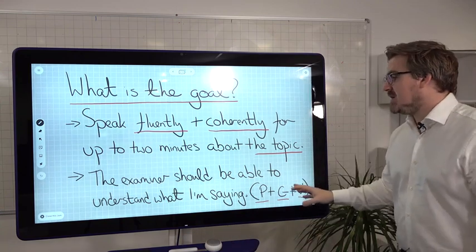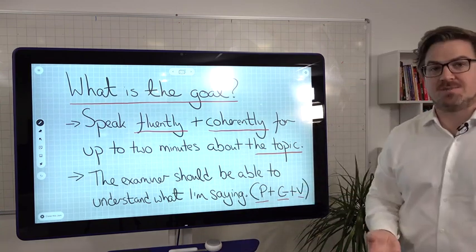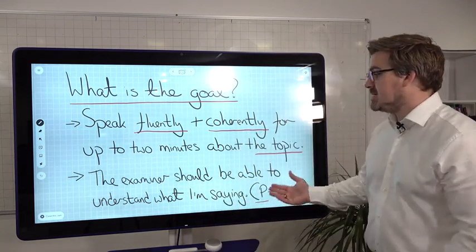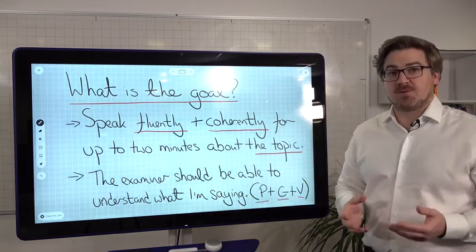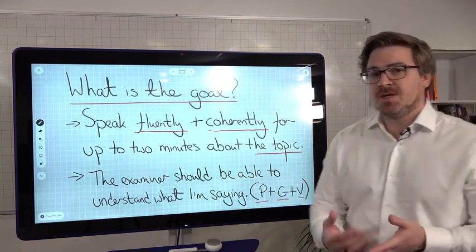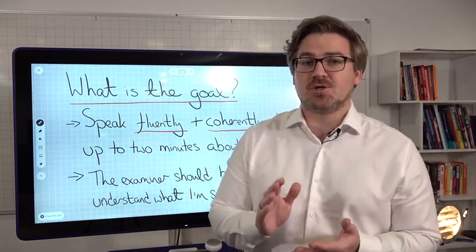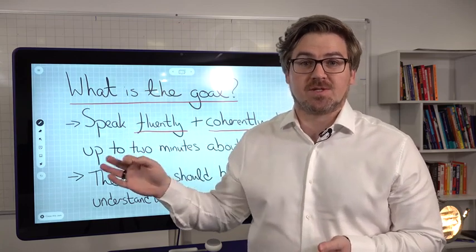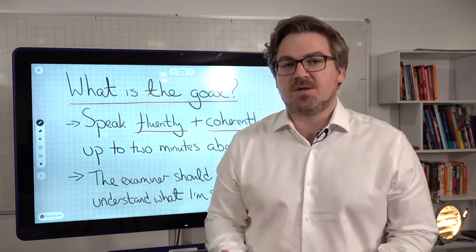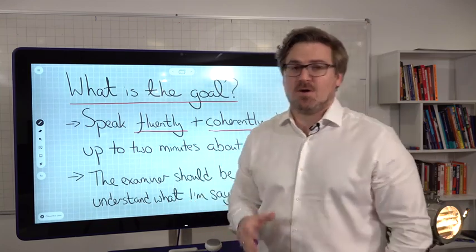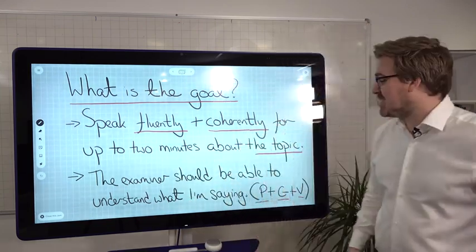The examiner should be able to understand what I'm saying, okay? And kind of a sub-goal should be always, the examiner should be able to understand what I'm saying for pronunciation, grammar, and vocabulary. Pronunciation, if you want a 7 or above, the examiner should be able to understand 100% of what you're saying. If they cannot understand 100% of what you're saying, you're going to get a 6 or a 5. Hopefully none of you will get a 4 for pronunciation.